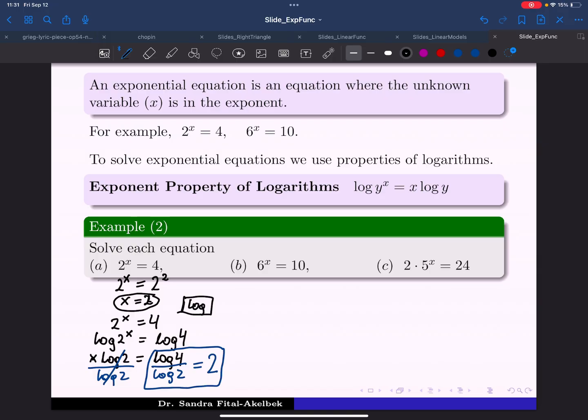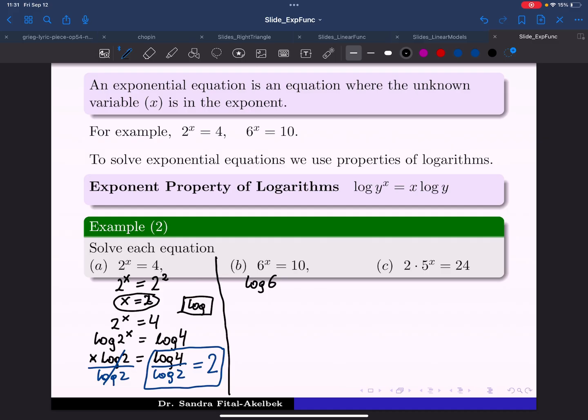So the first equation we could solve in two different ways, because we could write 4 as 2 to the power 2, so we could find the same base as what we have on the other side. In this equation, part B, 6 to the x equals 10, we cannot find the same base. There is no exponent of 6 that would give us 10. So if you cannot find the same base, the only way to solve it is to use the log property. So in that case, we take the log of both sides.